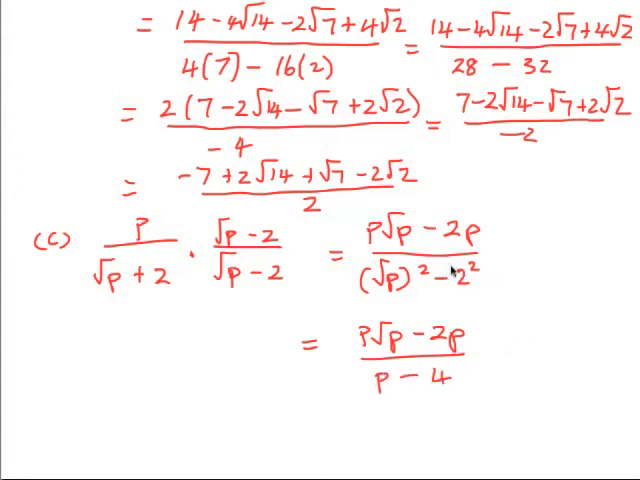Okay, so that's how we do this. We could take out a common factor of p here and keep it just as the square root of p minus 2 over p minus 4 if we want it in factored form. And that's how we do rationalizing of a binomial denominator.